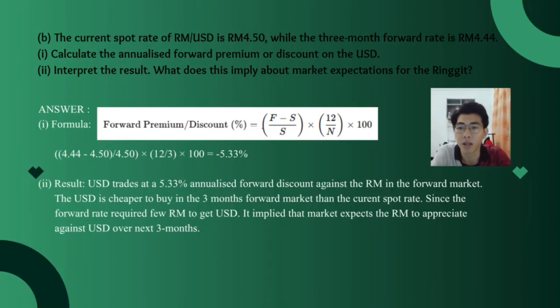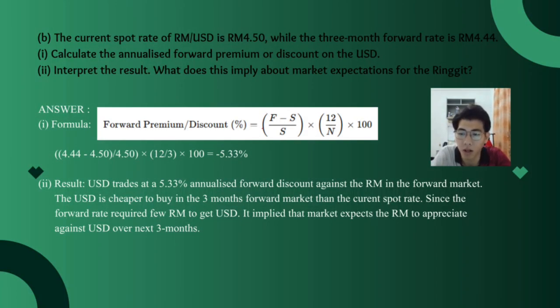B. The current spot rate of RM over USD is 4.5, while the 3-month forward rate is RM 4.44. One, calculate the annualized forward premium or discount on the USD. Two, interpret the result. What does this imply about market expectation for the ringgit?